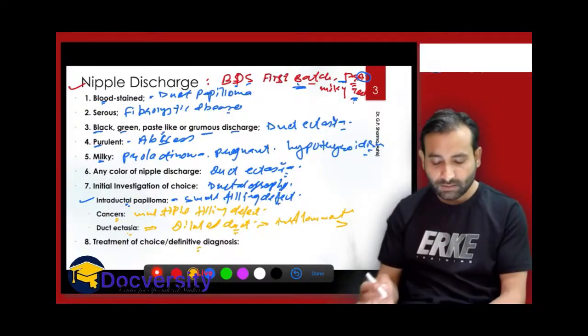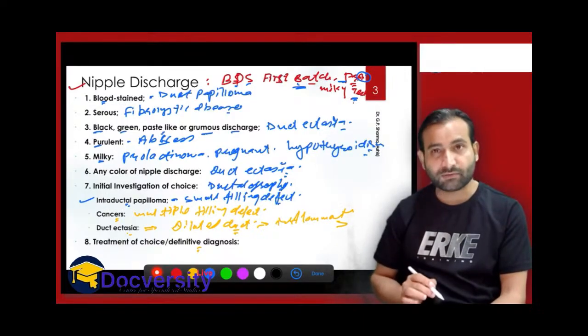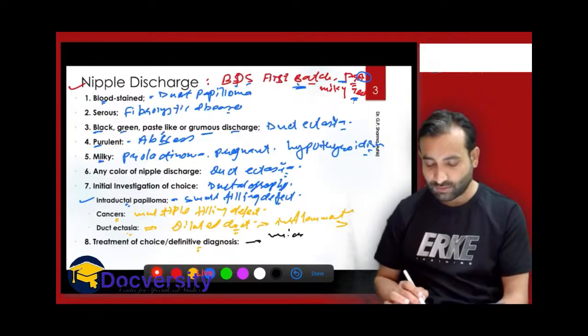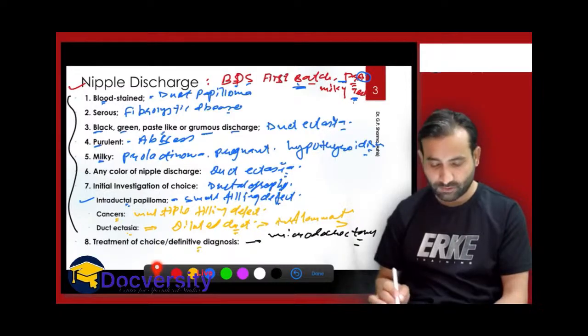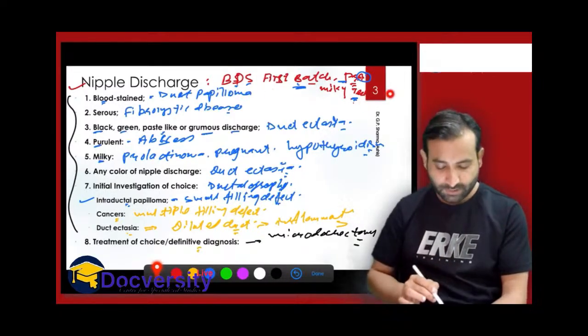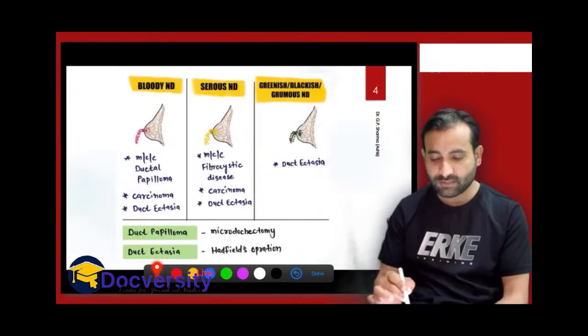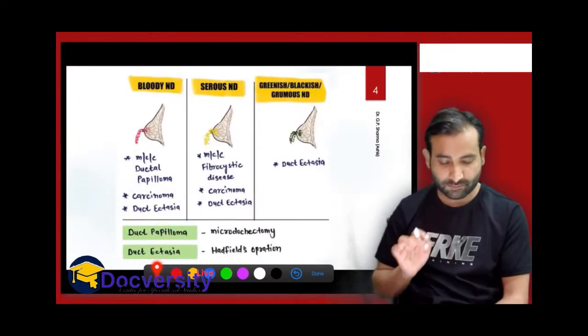Treatment of choice or the definitive diagnosis for the nipple discharge, that should be always the microdochectomy. So hope you understand. Please remember this one. The mnemonic, what is this one? BDS first batch practice milky teeth. So remember this one, right?